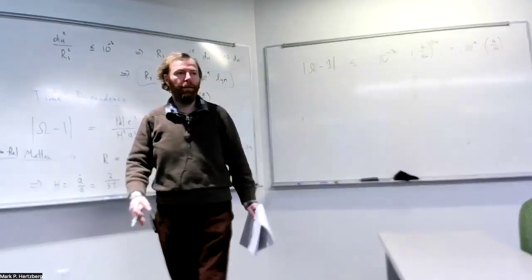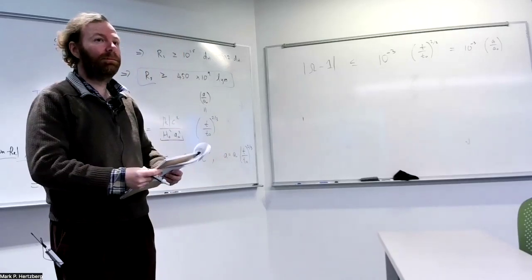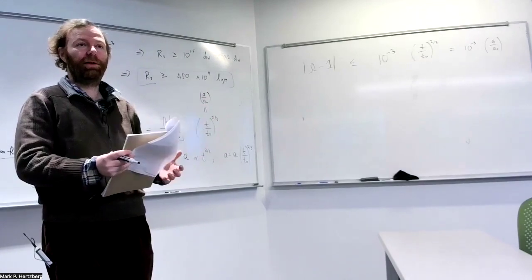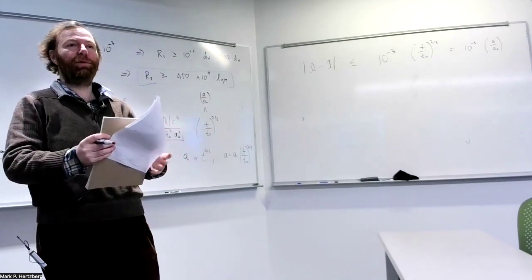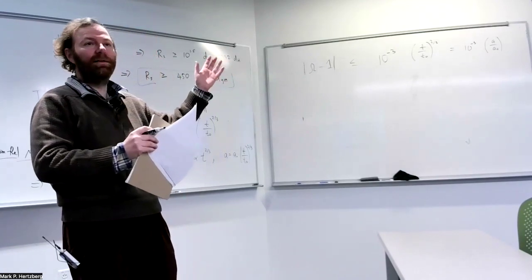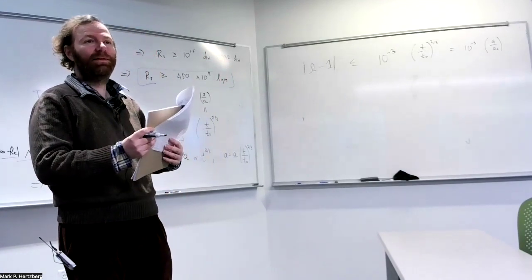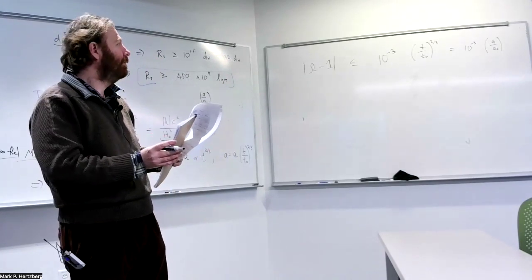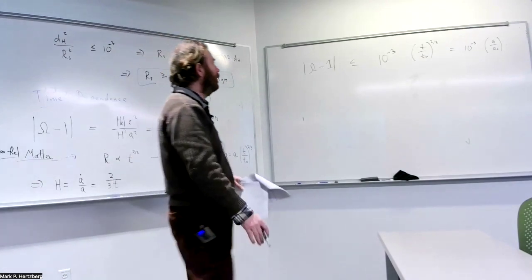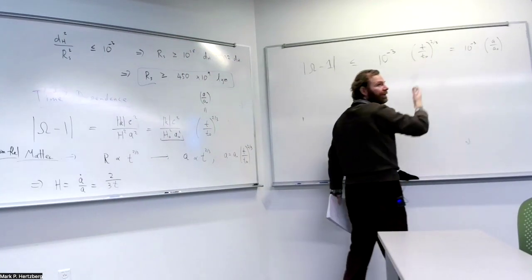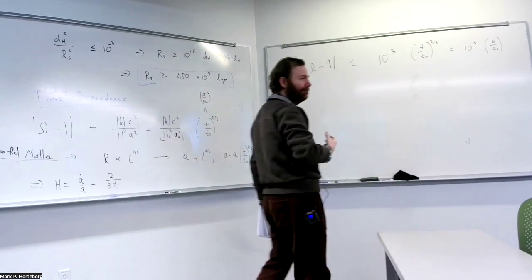No, T naught is defined to be the age of the universe. So I'm not going to set units where the age of the universe is 1. I mean, I could, but no, T naught is just 14 billion years. Is that all right? Oh, sorry. I said when t equals T naught, this is 1. That's what I was trying to say.